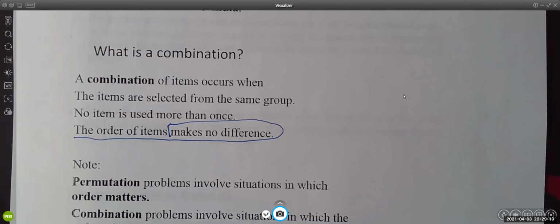What's the difference then? There's no difference, unless these 3 selected people or students play different roles or take different positions. Until that, it makes no difference. So whenever it is no difference, as long as the order in which these selected items are being selected makes no difference, it is called a combination.